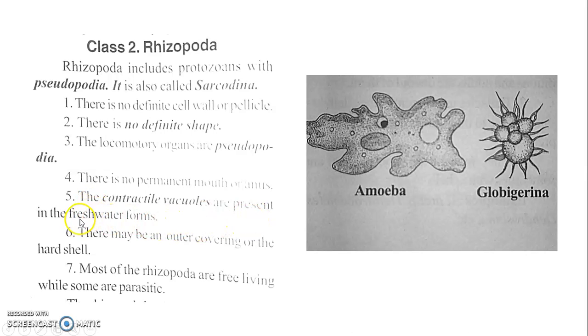The contractile vacuole is present in freshwater forms only. This contractile vacuole helps in osmoregulation or water balance. There may be an outer covering or hard shell. Some of the organisms have outer covering or hard shell-like structures. Most of the Rhizopoda are free-living. Some are parasitic in nature. These are the characters of class Rhizopoda. Amoeba and Globigerina are the examples.